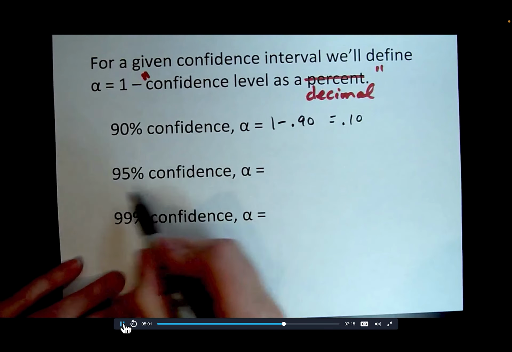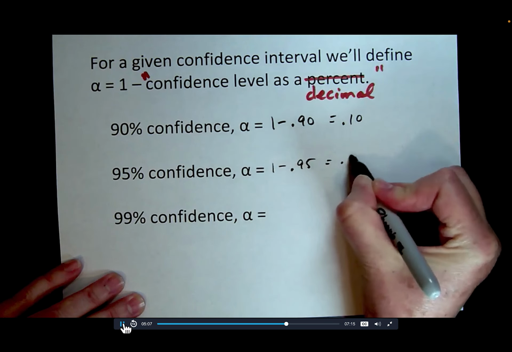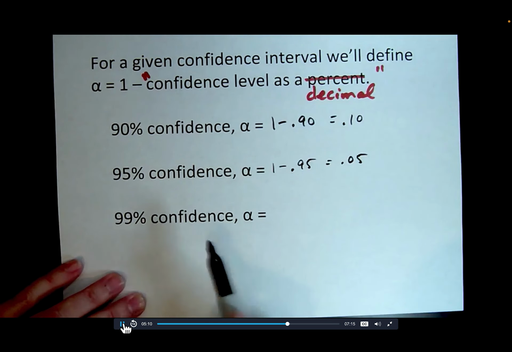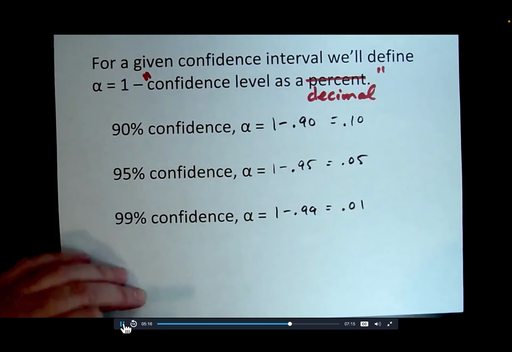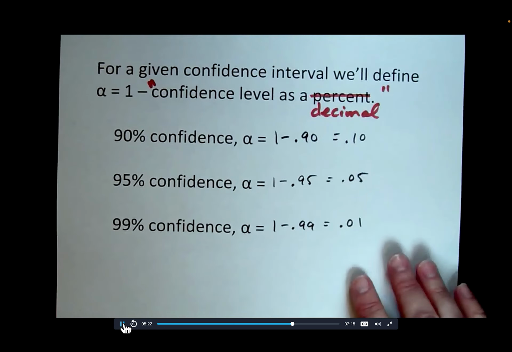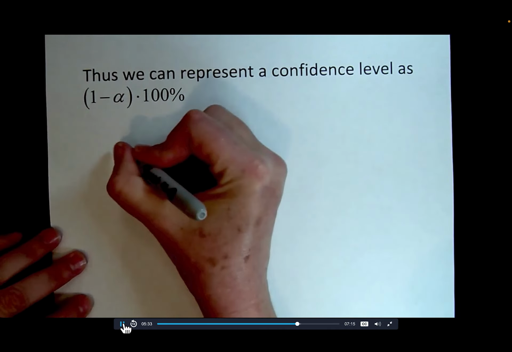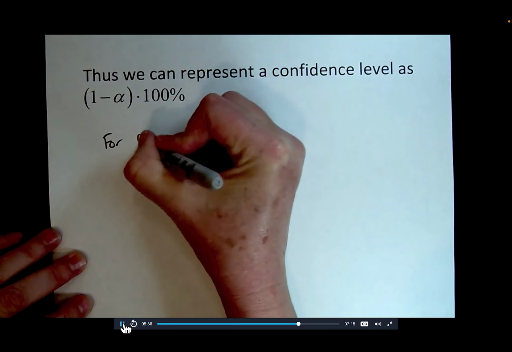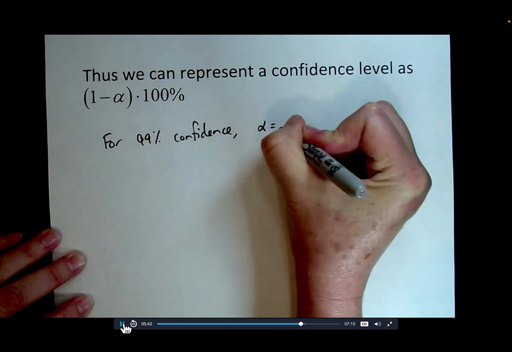For a 95% confidence interval, alpha would be 1 minus 0.95, so that would be 0.05. For a 99% confidence interval, alpha would be 1 minus 0.99, so 0.01. Thus, we can represent a confidence level as (1 minus alpha) times 100%. So, for example, we've seen that for a 99% confidence, the alpha would be 0.01.